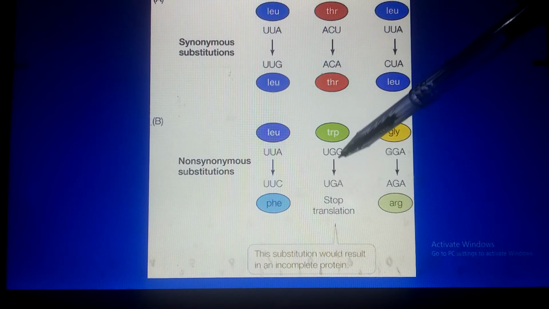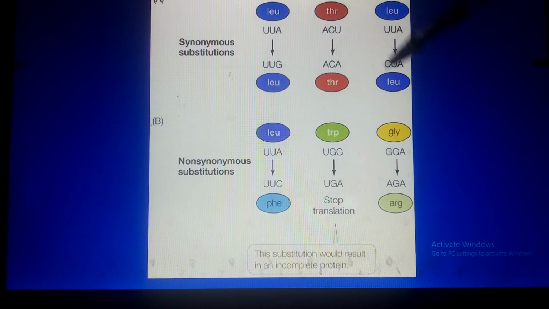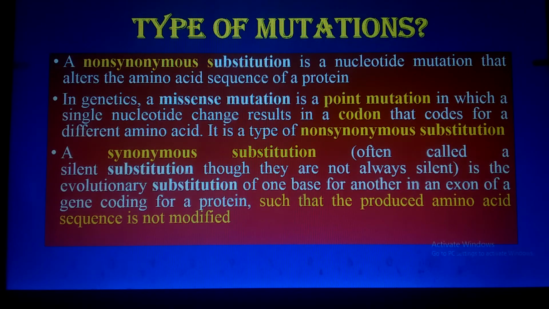And sometimes if the mutation occurs in this way, like UGA, which is the stop codon, it will stop the formation, or you can say the coding for the amino acid. So this is the non-synonymous and synonymous substitution.